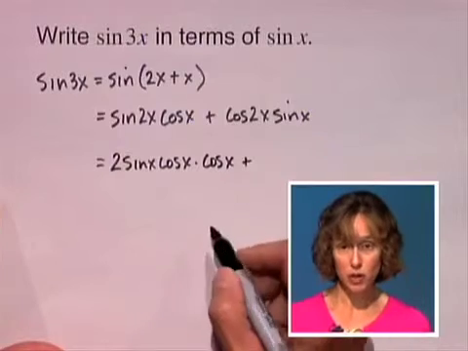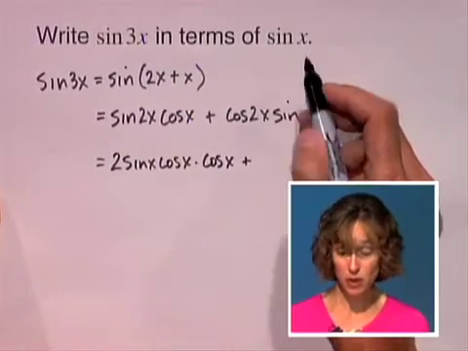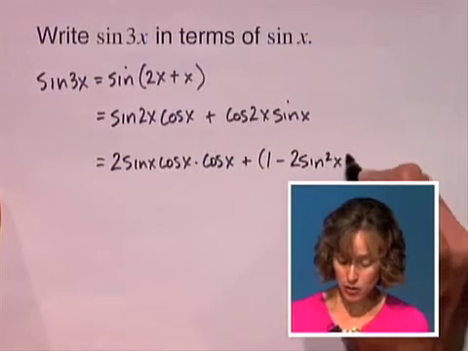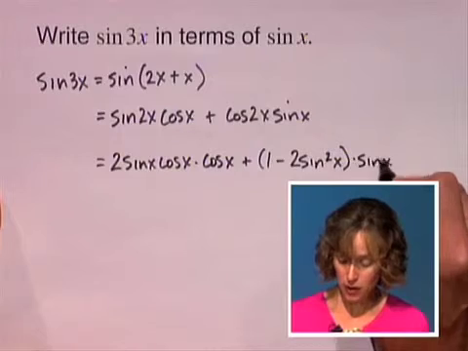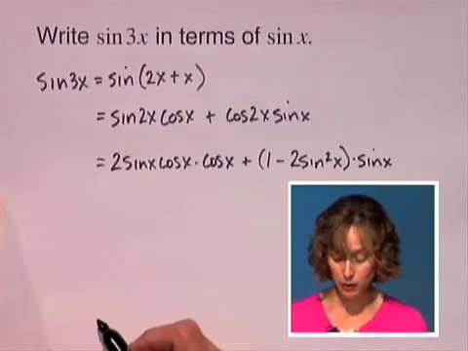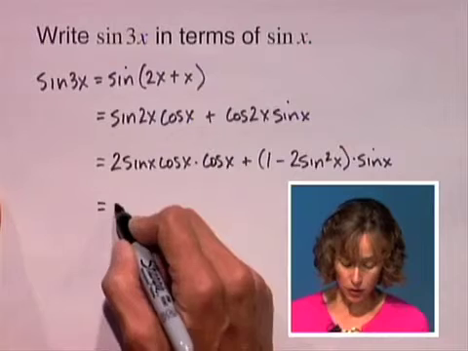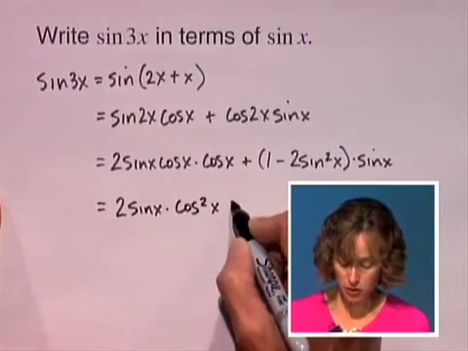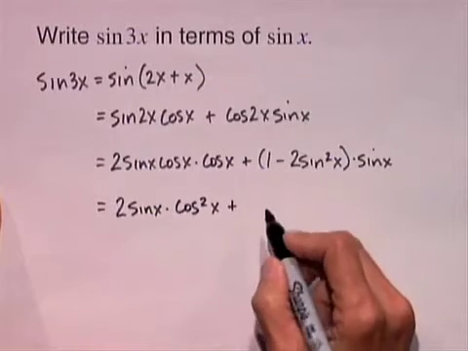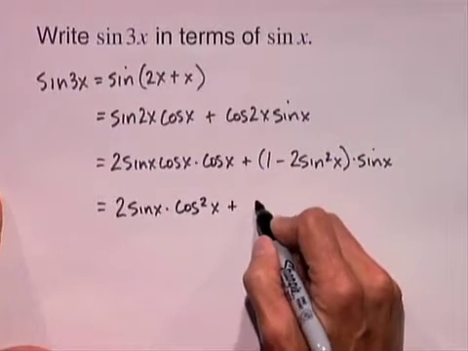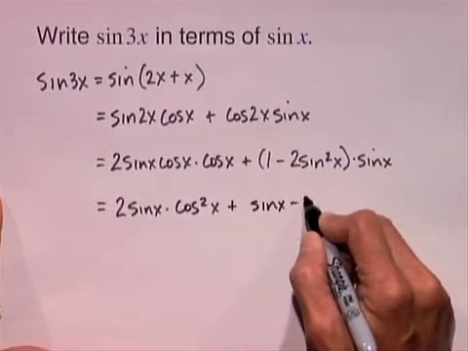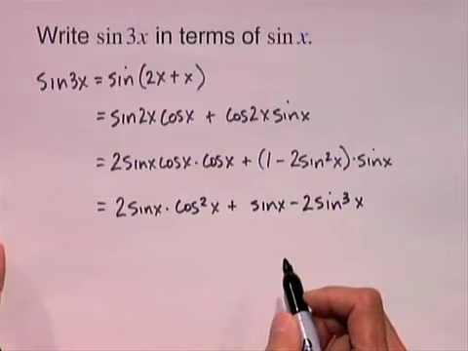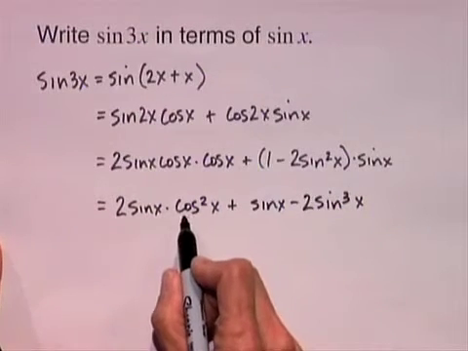There are 3 versions of the cosine double angle identity, but I want to be in terms of sine x, so I'm going to use 1 minus 2 sine squared x, that particular version of the cosine double angle. Now cleaning up what I have, 2 sine x times cosine squared x, plus distributing, I have sine x times 1 minus 2 sine squared x, which gives sine x minus 2 sine cubed of x. And I want to continue.